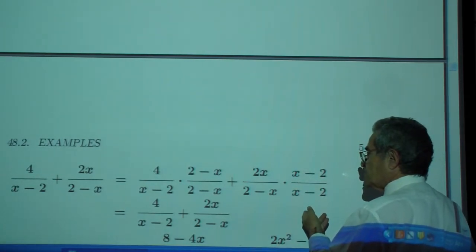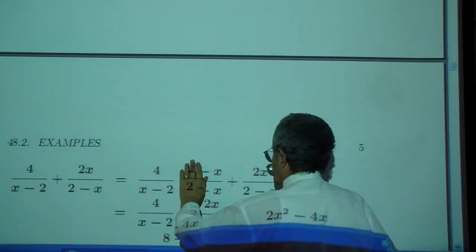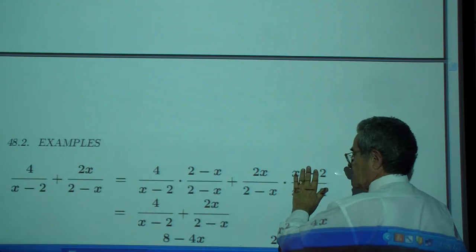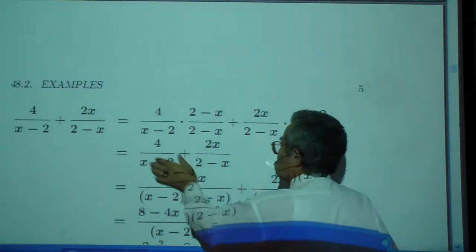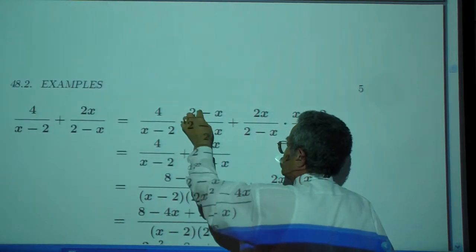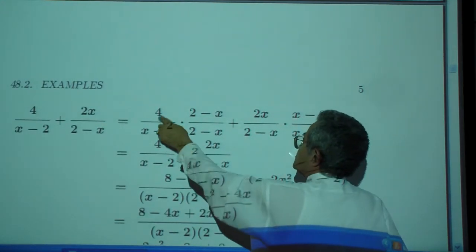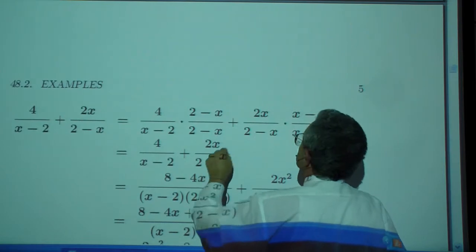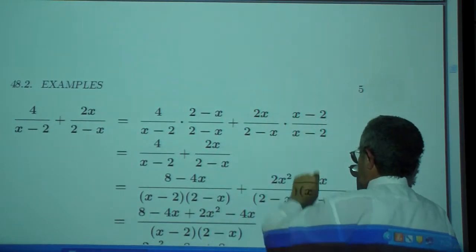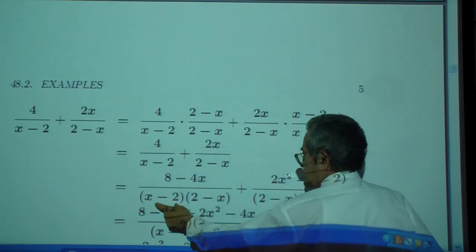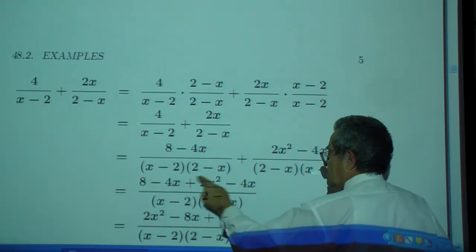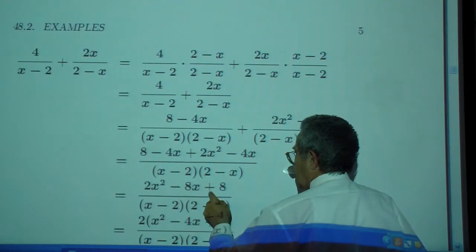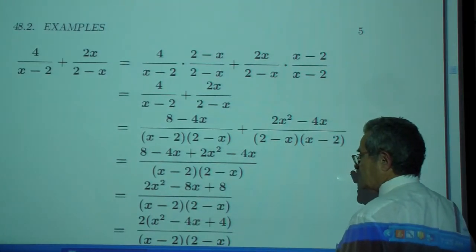Okay, I could have done it that way, but apparently I changed my mind. So forget about this and forget about that. I'm back over here. Now, forget about this line. Skip from here to here. You get 8 minus 4x. You get 2x squared minus 4x over the common denominator x minus 2, 2 minus x. And combine like terms, that gives you 2x squared minus 8x plus 8.